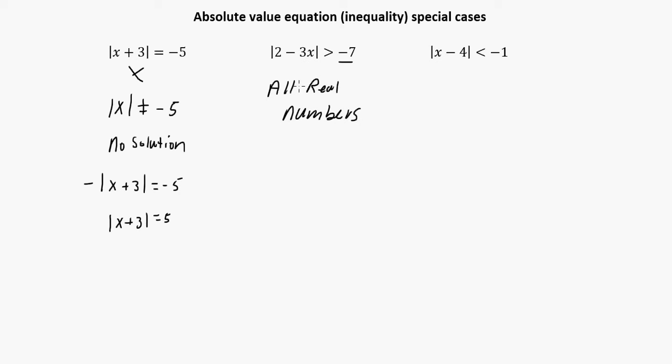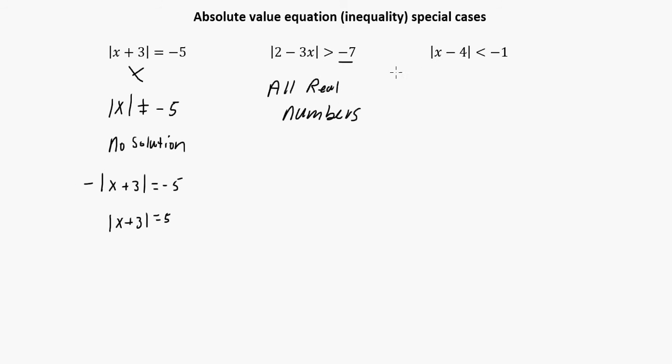It doesn't matter what value of x you place in here. You evaluate this expression, take the absolute value, it'll be greater than negative 7. For instance, you plug in 0. 2 minus 0 is 2. Absolute value of 2 is 2, which is greater than negative 7. There isn't a value you can put in here that's going to give you a negative number, much less a negative number that's less than negative 7.